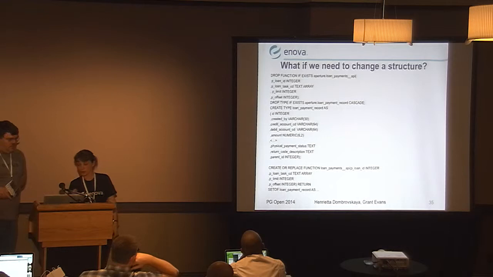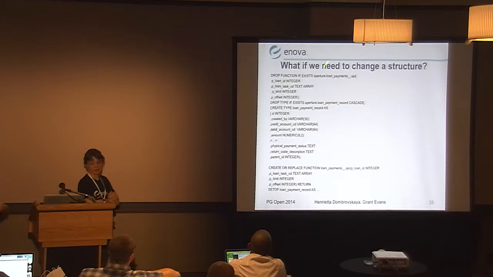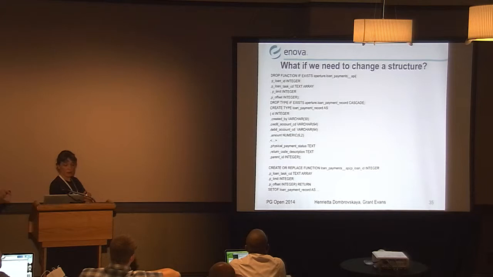So what happens if we need to actually change the structure of the function? Well, the output parameters of the function. You can't do a replace function if you change the output parameter data types, so you have to drop the function. And then we end up dropping the type, and then we create the type again, and then we create the function again. And again, this is all done inside one script, and I'll show you the script, and it'll be a little more sensible.